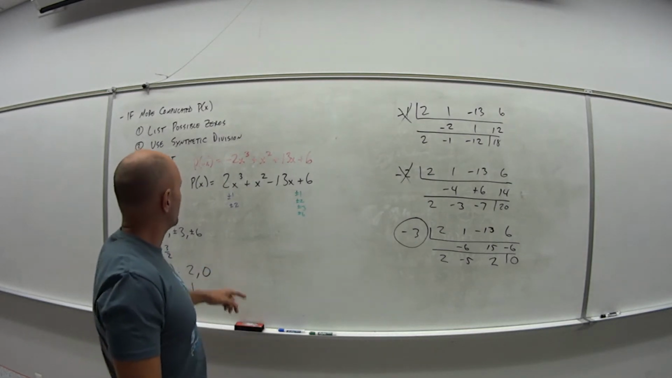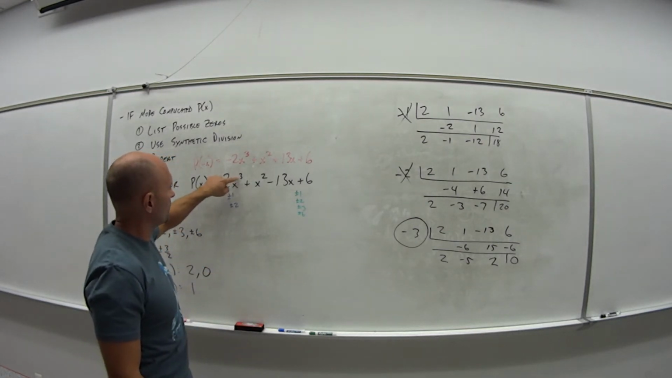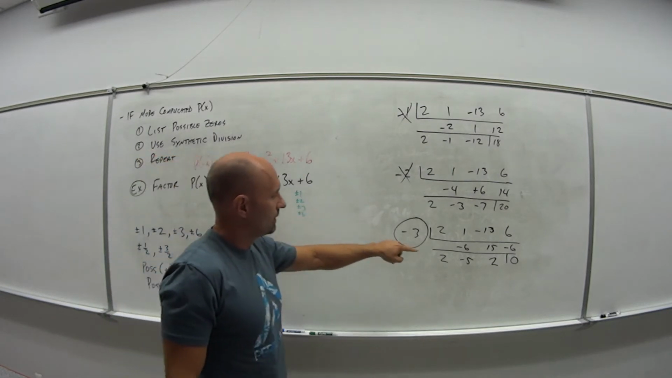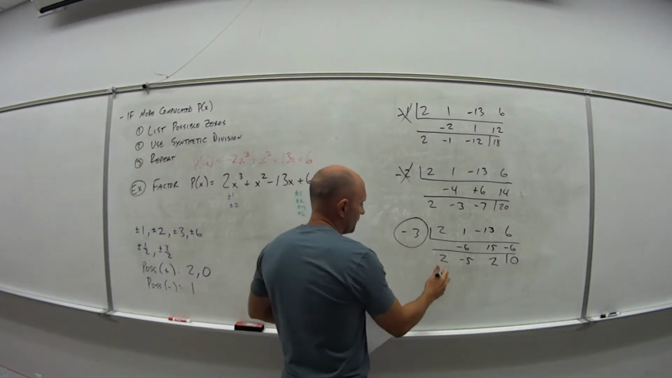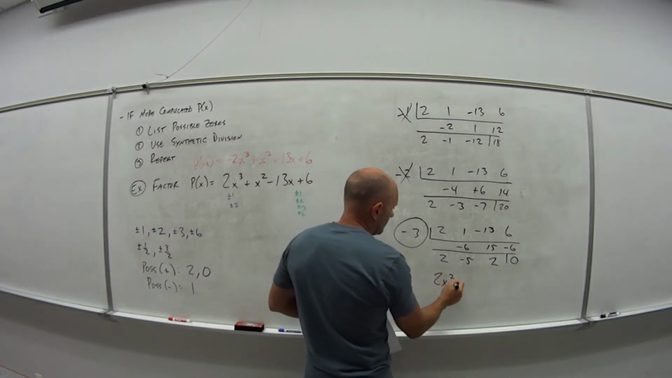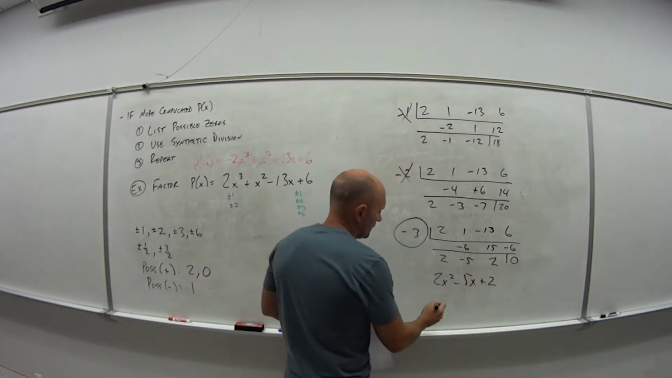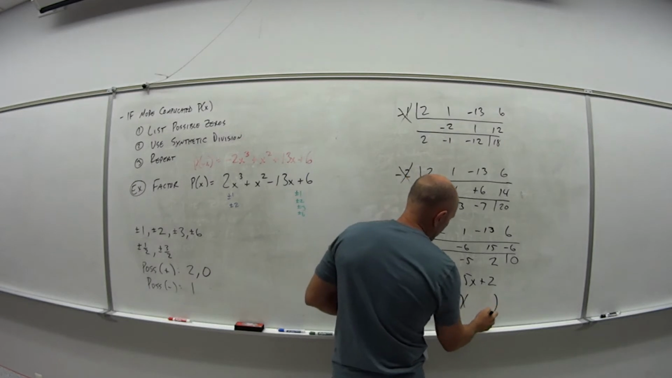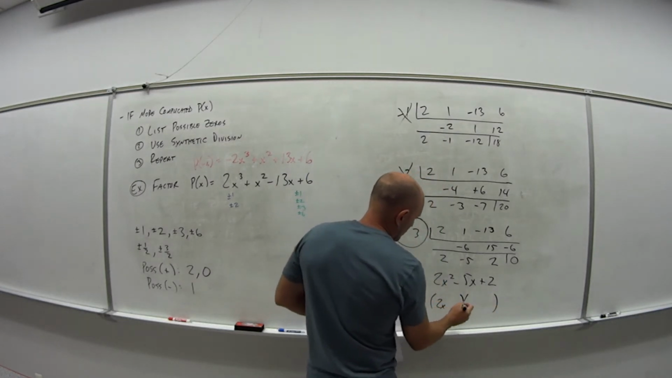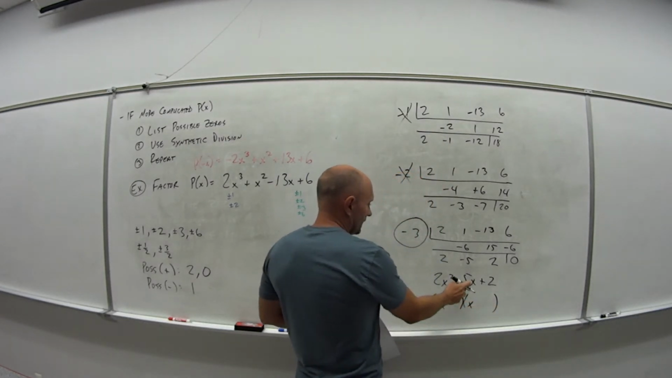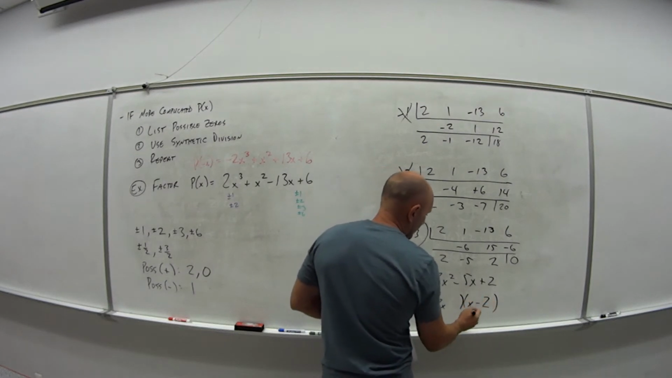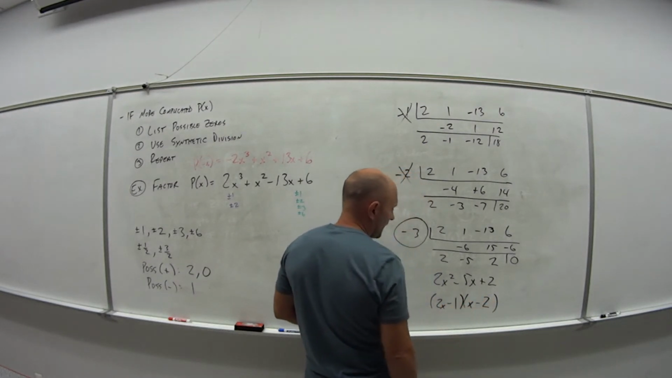Now, because this started as a degree 3 polynomial, this guy is really what? This is 2x squared minus 5x plus 2. So go ahead and try to factor this. So we get 2x and x. I need a negative 5, so I'm going to do minus 2 and minus 1.